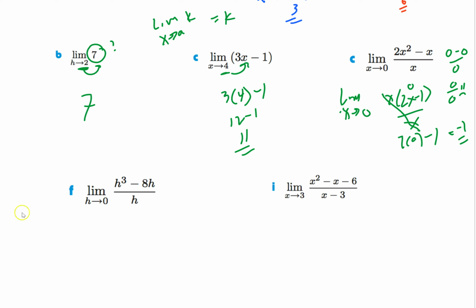Get down here. Oh, shoot. They have an h there. Not scared. It's the exact same as an x. Do the exact same stuff. Plug in the 0. See if it works. Plug in the limit. Again, I get 0 over 0. So I have to work on it a little bit. Same rules apply. Hey, they both have an h. Factor out the h.